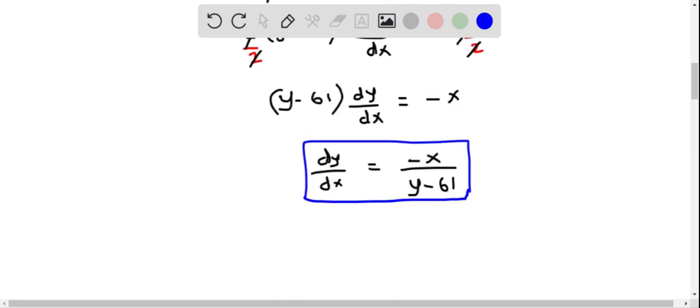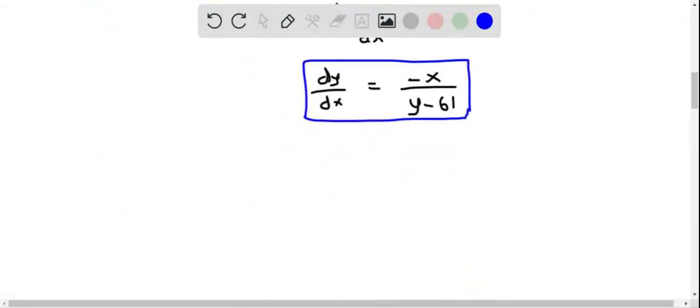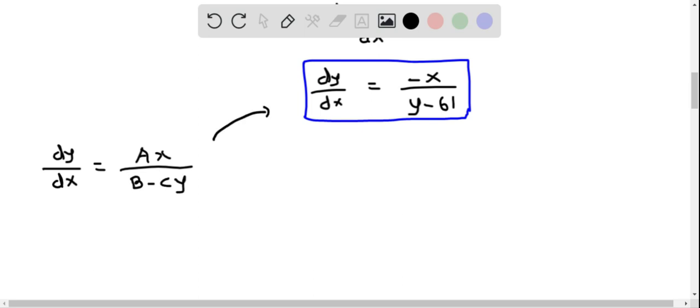But since we want to find out the constants a, b, and c, we are already given this form, that is dy by dx equals ax divided by b minus cy. So let me write this down. That is, we are given the dy by dx in this form: dy by dx equals ax divided by b minus cy. Now we have to compare this dy by dx with the dy by dx which we got.